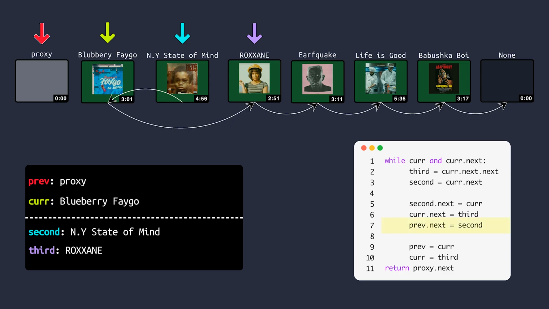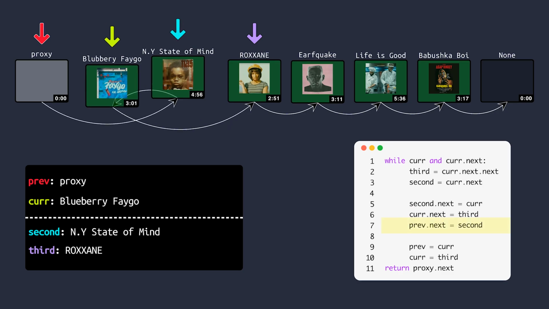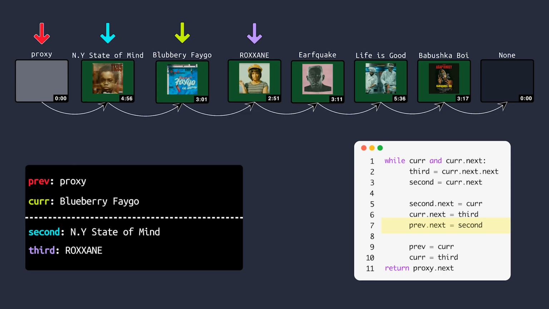On line 7, I set previous to now point to New York State of Mind, or our second variable. That's the swap. Lastly, to prepare the algorithm for further iterations, I'm going to shift both previous and current to the left. And at this point, I'll let the code do its job.